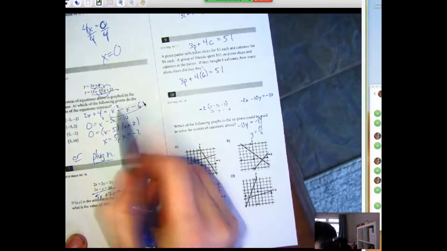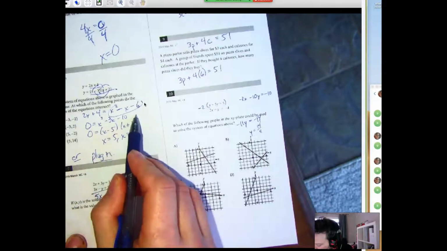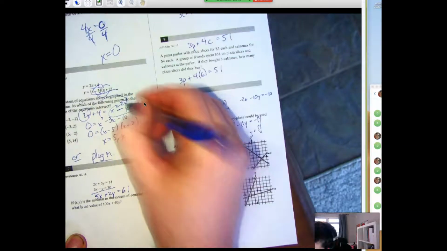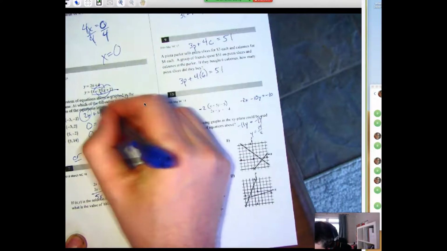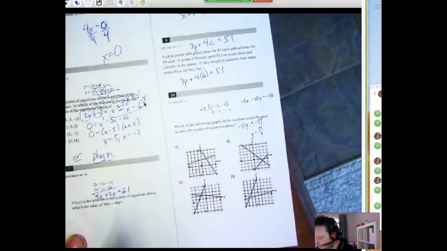And then as soon as I have a quadratic, I want one of the sides to be 0, and I want everything on the other side. So I subtracted this 2x over here to go with the negative x that was already over there. It gave me negative 3x. I moved that 4 over by subtracting to go with the negative 6 that was already there. That gave me negative 10.